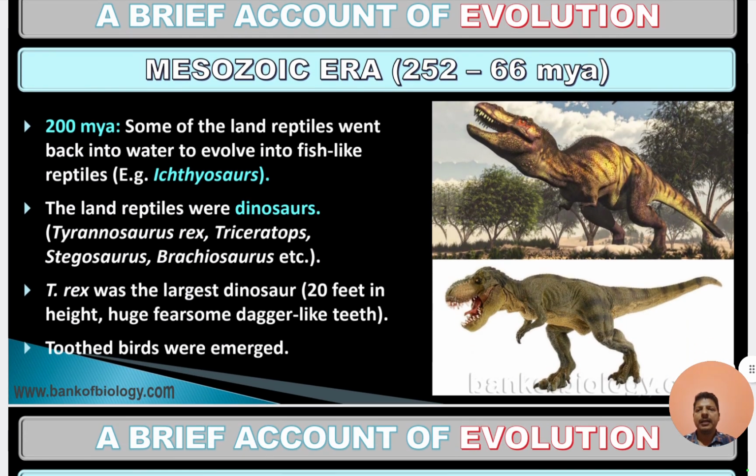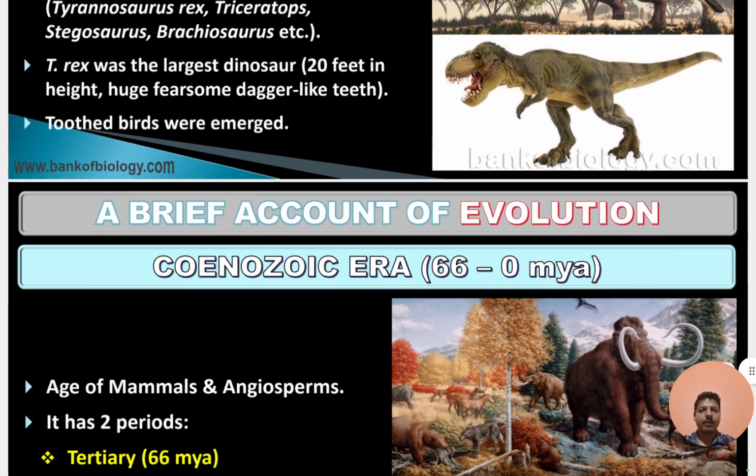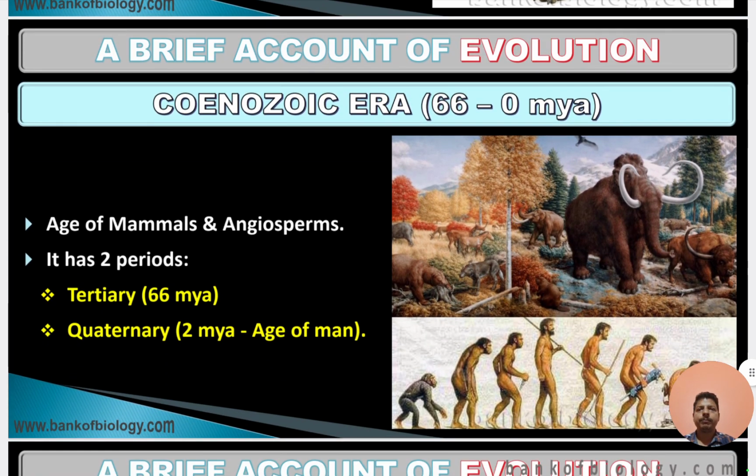Here, T-rex was the largest dinosaur, 20 feet in height, with fearsome dagger-like teeth. Toothed birds emerged. Then the Cenozoic era, 66 to 0 million years ago. Age of mammals and angiosperms. It has two periods: Tertiary, 66 million years ago, and Quaternary, 2 million years ago to the age of man.